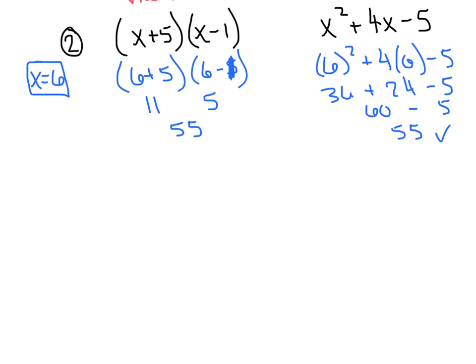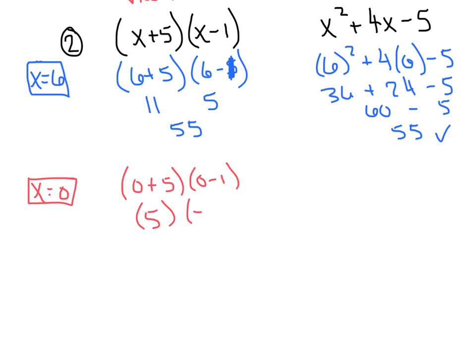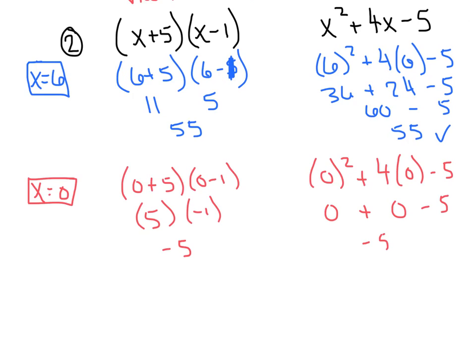So let me change colors here, and we'll do another one. Let's make our life a little bit easier, and let's pick friendlier numbers that are easier to evaluate in our head. So I'll go 0 plus 5. I'll go 0 minus 1. 5 times a negative 1. I got negative 5 there. 0 squared plus 4 times 0 minus 5. 0 plus 0. Oh my gosh, this is why 0 is my favorite number in the world. Check. So far, so good. We've proven that there's two different numbers that are equivalent.